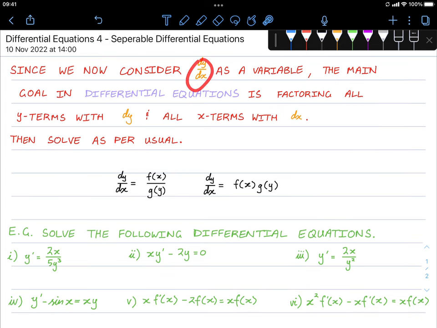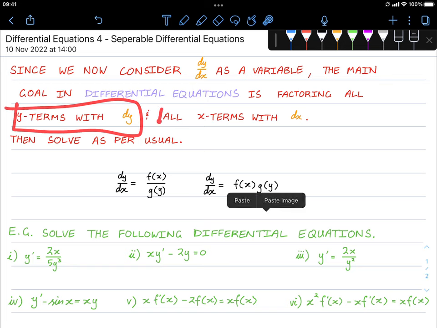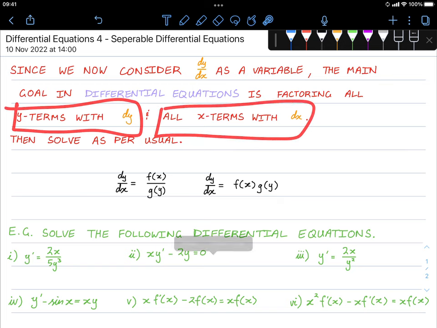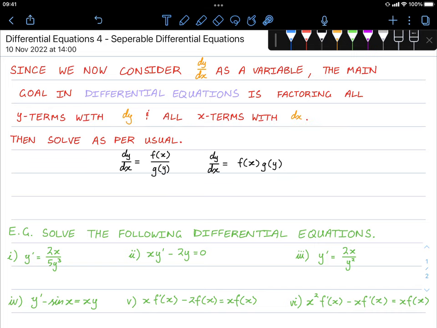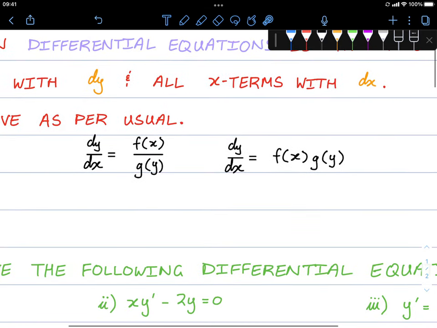Since we now consider dy and dx as variables, the main goal in differential equations is factoring all y terms with dy and all x terms with dx. Then we solve as we normally would. We've actually already seen this in the previous examples, but now we're going to be looking at far more complex differential equations. So these two examples shown here are the general cases that we're going to be looking at.